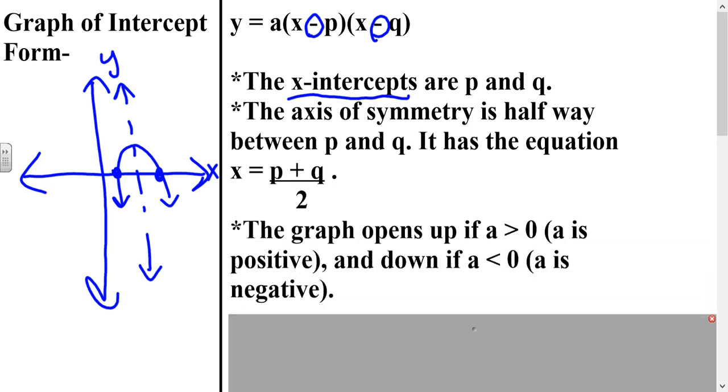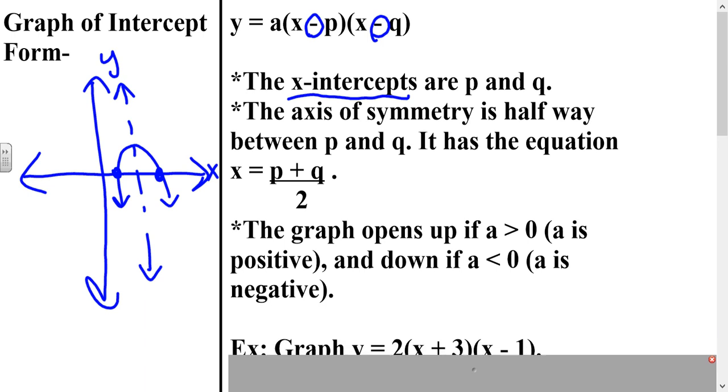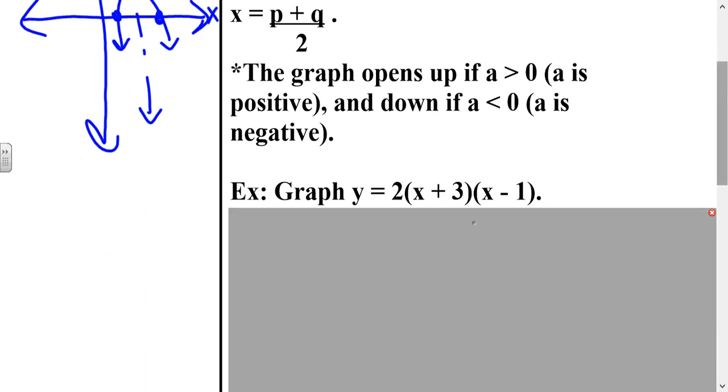Okay, now again, if a is positive, then the graph opens up. If a is negative, then the graph opens down. So we're going to practice. We're going to graph the equation y equals 2 times (x plus 3) times (x minus 1). So first we need to identify p and q.